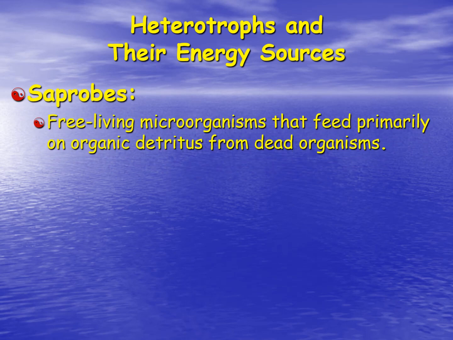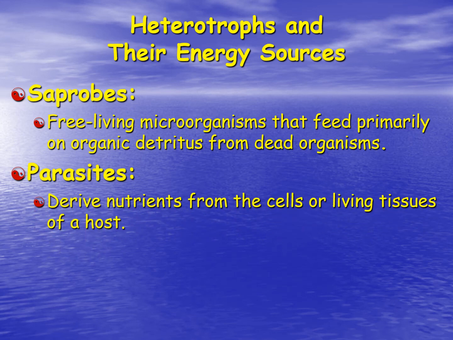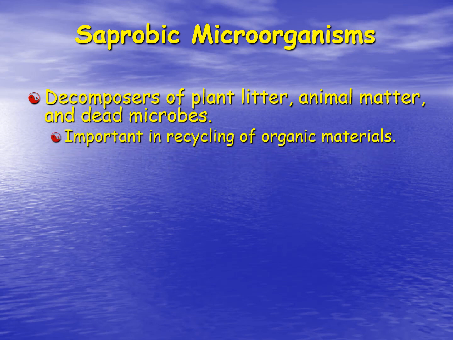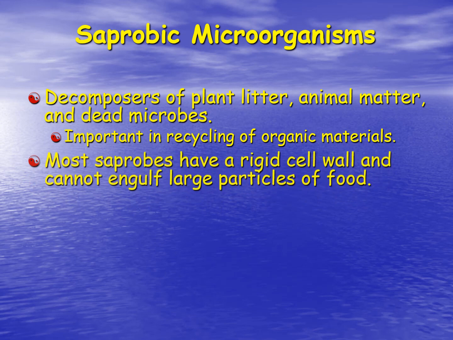Saprophytes are free-living microorganisms that feed primarily on organic dead matter. These are going to be the ones, like fungi and bacteria, that are our decomposers in the environment, while parasites derive their nutrients from the cells or living tissues of a host. So the saprophytes are big decomposers, and they decompose plant and animal matter and dead microbes. They are very important in our environment because they recycle the organic materials back into the soil or into the environment in some way.